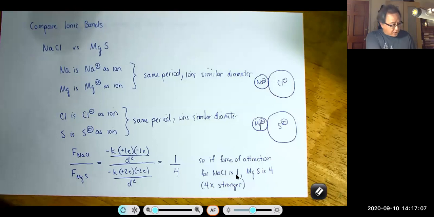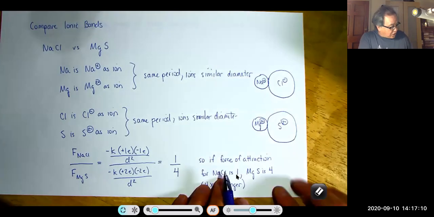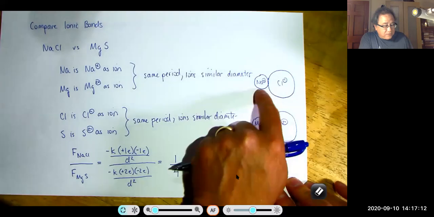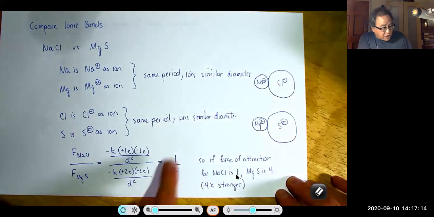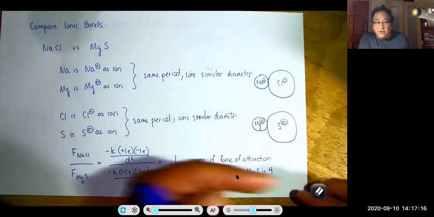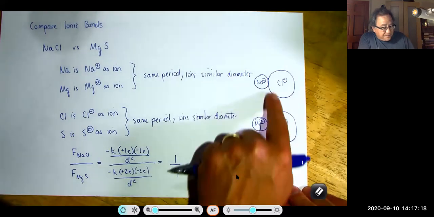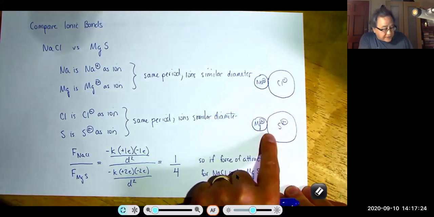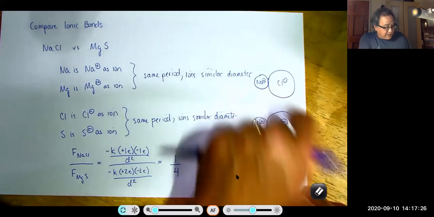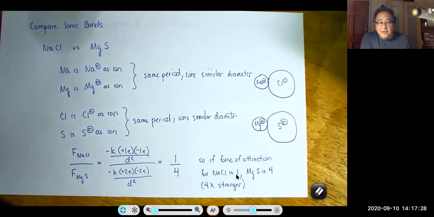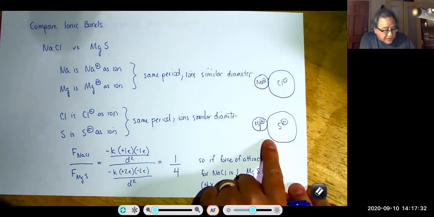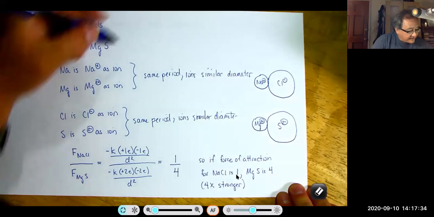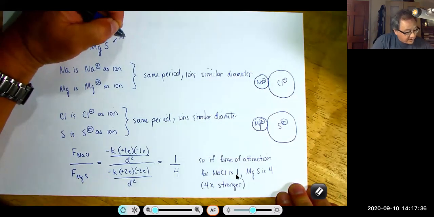But here, the charges are different. Here, the charges are 1 and 1. 1 times 1 is 1. Here, the charges are 2 and 2. 2 times 2 is 4. So this is, if you will, 1/4 the attractive force compared to this one, or you could say that this is 4 times greater. So you could write it either way. If this has an attractive force that's 4 times greater than the sodium chloride, that means this will have the higher melting point.